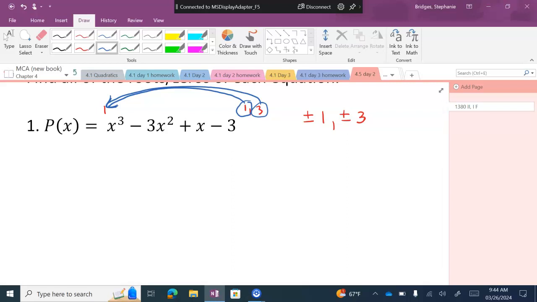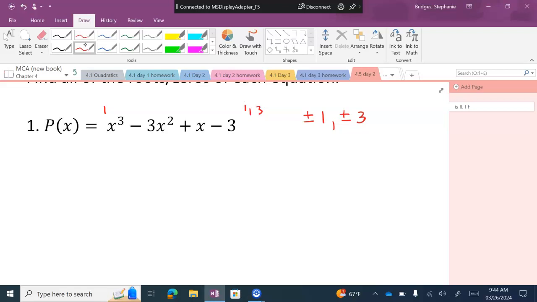If I'm looking at this polynomial, how many solutions should I have when I'm finished? I should have 3, right? Because it's x to the third? Okay. At least one of them is going to be a rational number, meaning positive 1, negative 1, positive 3, negative 3. The other ones don't necessarily have to be rational numbers. They can be, but they don't have to be.